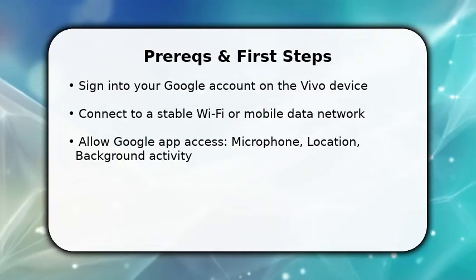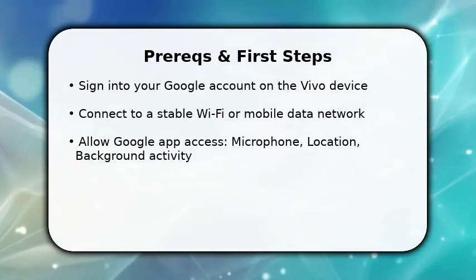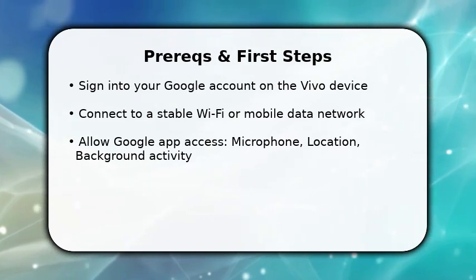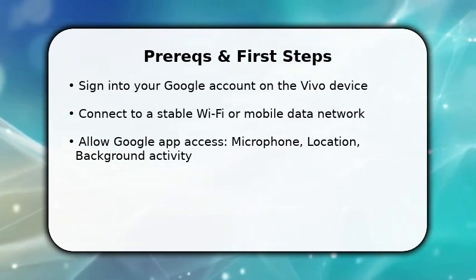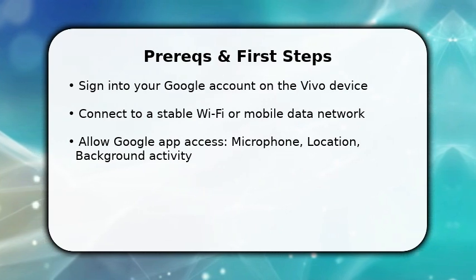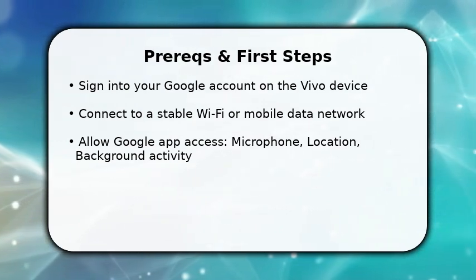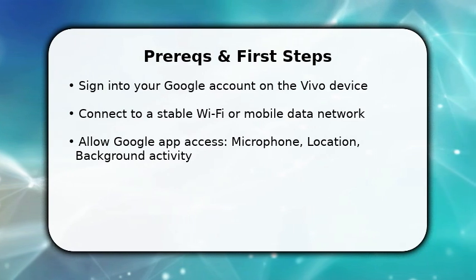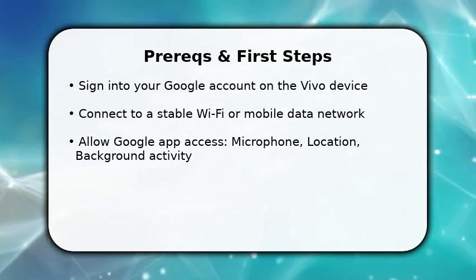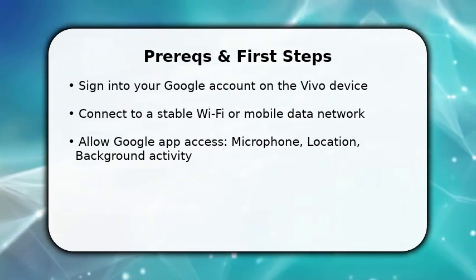You start by preparing the Vivo phone. Sign into Google and confirm a steady Wi-Fi or mobile connection so voice models can download. Open the Google app and grant microphone, location, and background activity permissions. These let the assistant listen and run when the screen is off.